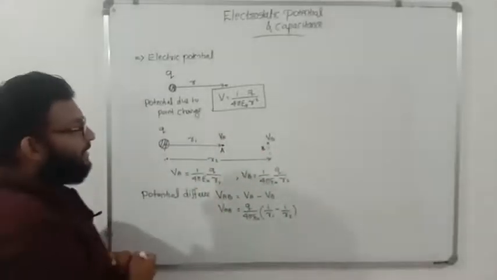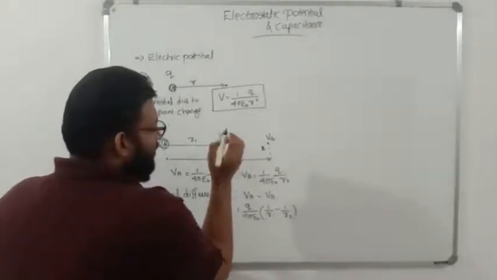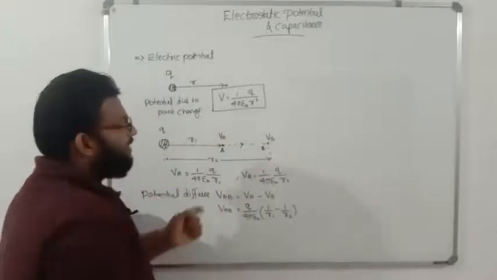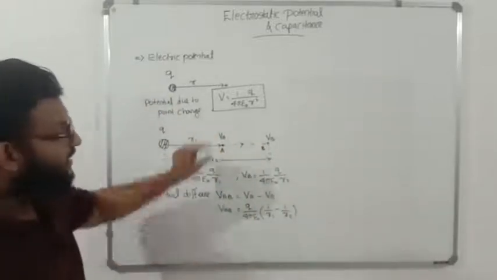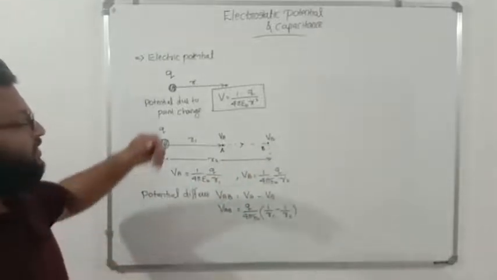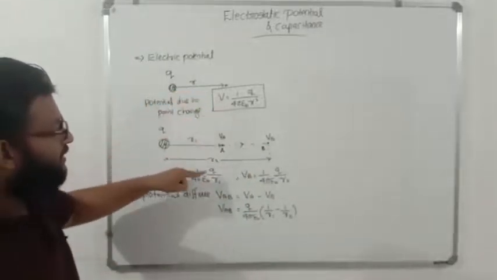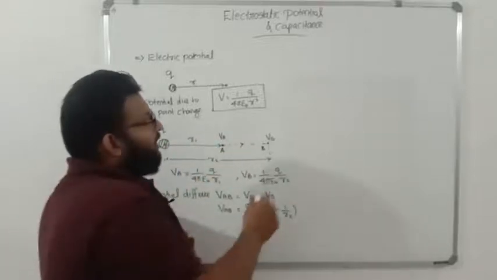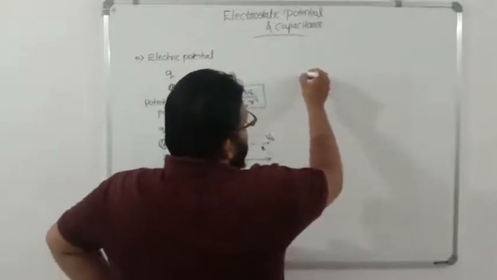If you connect a conductor from A to B, an electric current will start to flow from A to B, because A is having higher potential, B is having lower potential. So this is potential due to point charge. This is potential difference due to a point charge. Now let me give you one more idea.